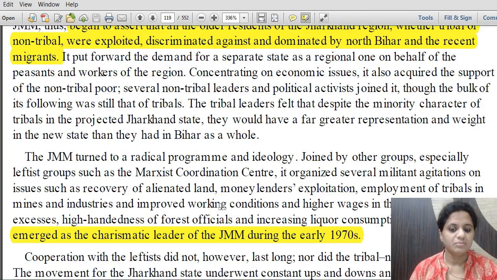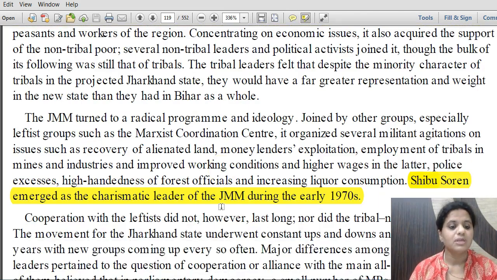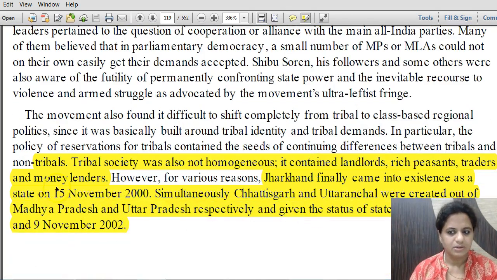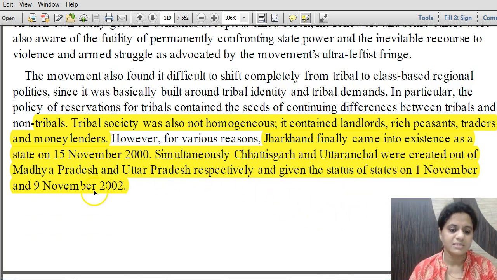So this was Jharkhand Mukti Morcha formed, and Shibu Soren emerged as the charismatic leader of JMM during the early 1970s. So tribals, non-tribals, they all came together. So tribal society itself was also not homogeneous. It contained landlords, rich peasants, traders and moneylenders. But however, for various reasons, Jharkhand finally came into existence as a separate state on 15 November 2000.